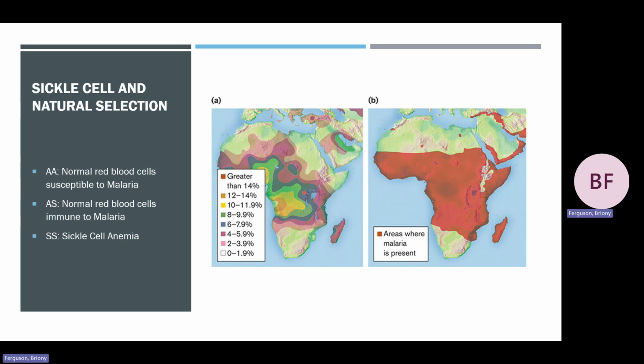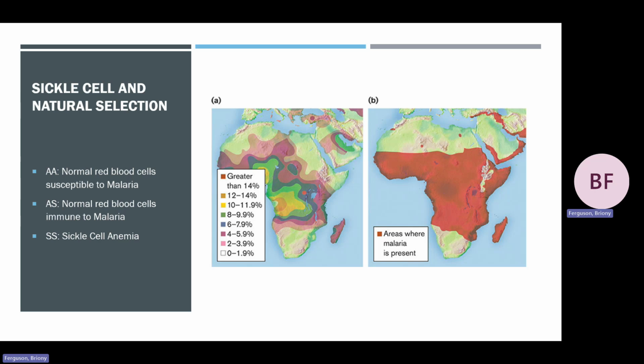And what happens is, let's say that genotype-wise, you have AA. This is going to be normal red blood cells. These are very susceptible to malaria and the effects of it. We have SS, which is going to be sickle cell anemia. And then we have AS, which is our heterozygous. These are going to be normal red blood cells, but they are immune to malaria.